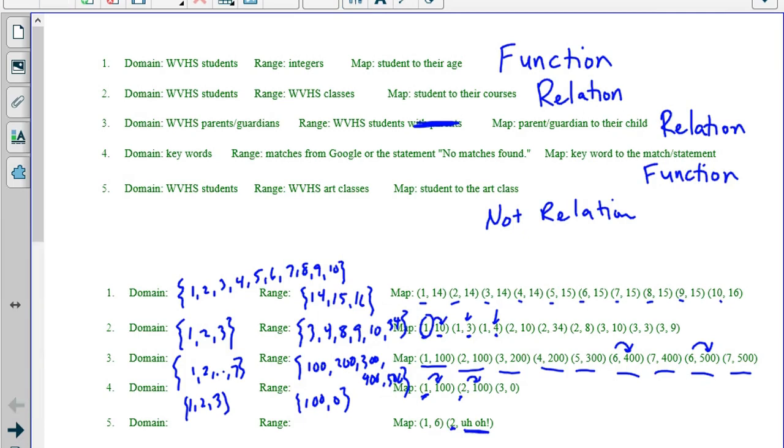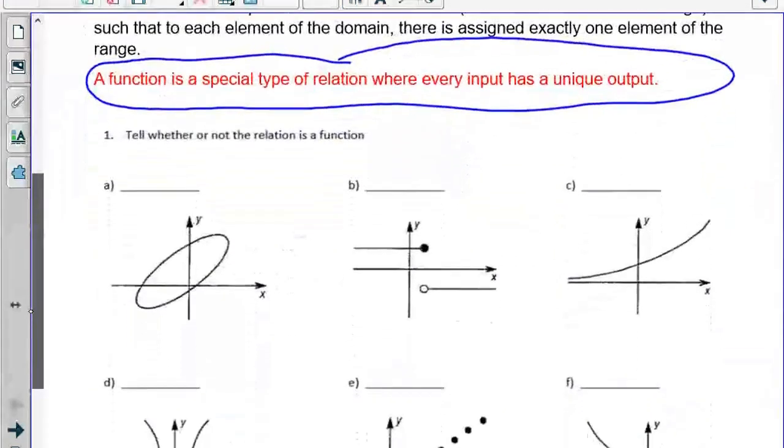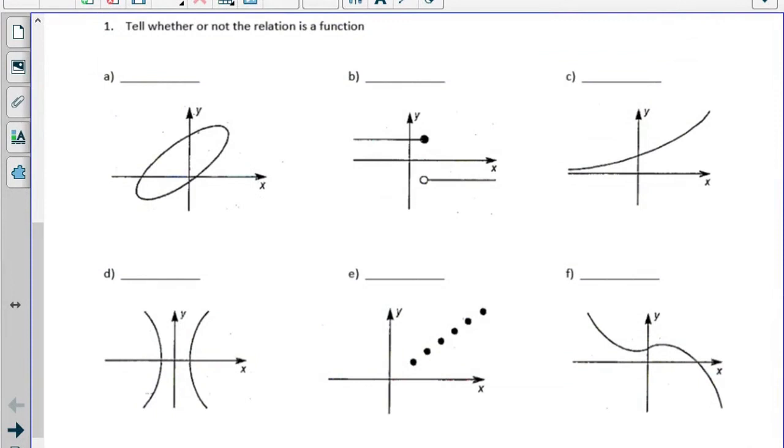And then when we look at this, the student doesn't have any art classes, and we have a problem. Okay. Tell whether or not the relation is a function. One way that we can tell if a relation is a function or not is by using the vertical line test.